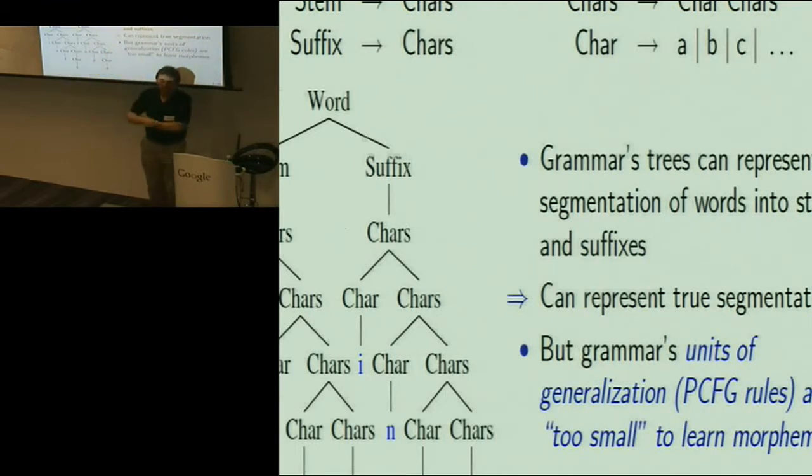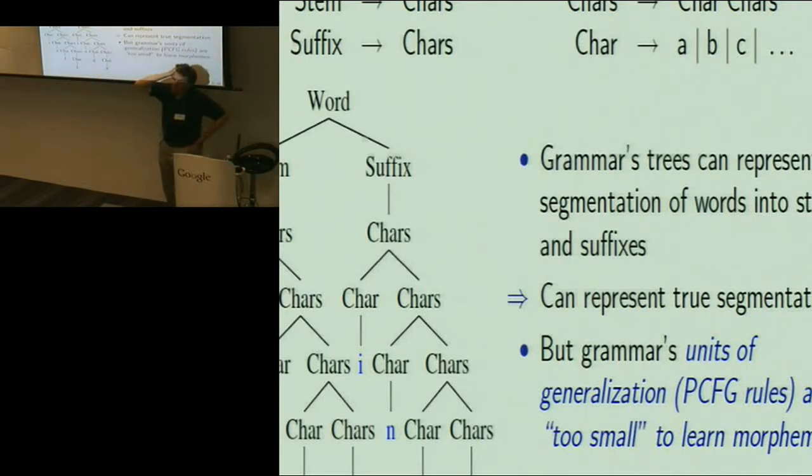So this tree, this grammar, is going to be the sort of grammar we'll work with for a while. The grammar says that a word consists of a stem followed by a suffix, and stems and suffixes are both generated by sequences of characters, and characters are generated by this right-branching tree structure over here. That's just a sigma star, essentially. So what you can see over here is these trees certainly can represent that segmentation.